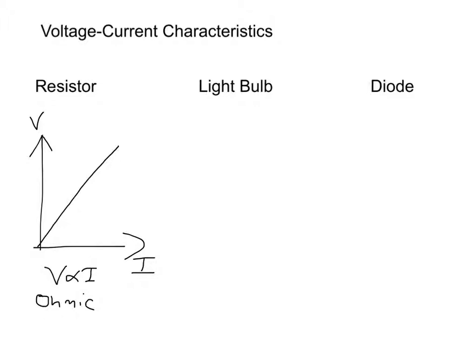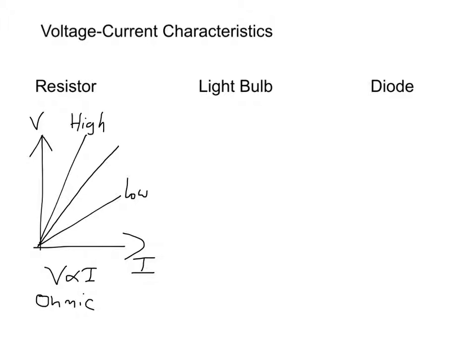In other words, a higher value of resistance would result in a steeper gradient. Okay, so this is a higher value of resistance, and a lower value of resistance would result in a shallower gradient. So that's a resistor.